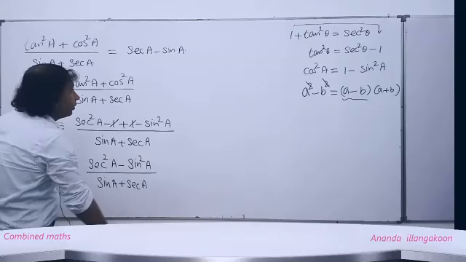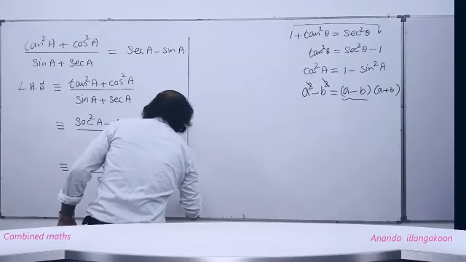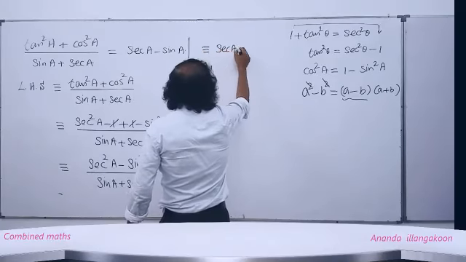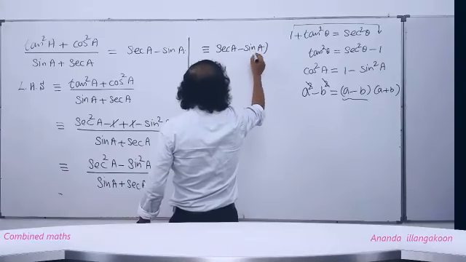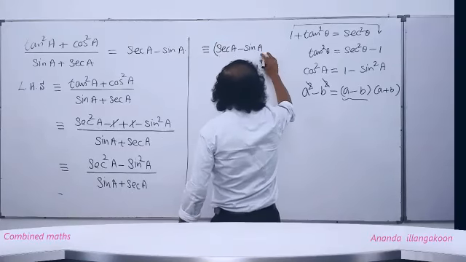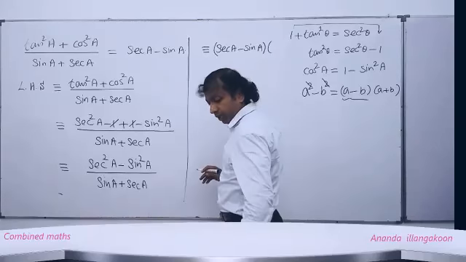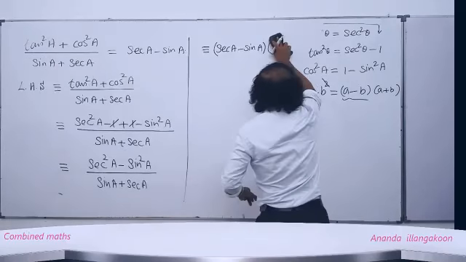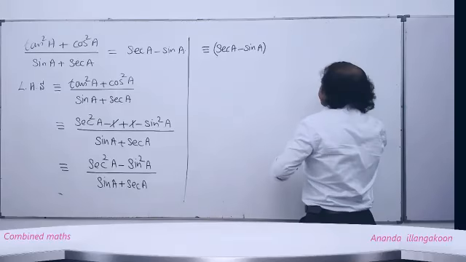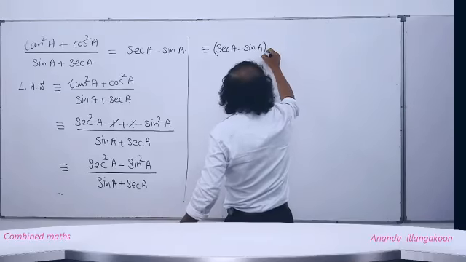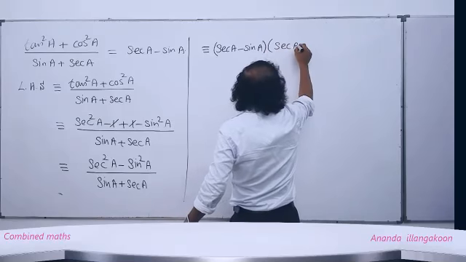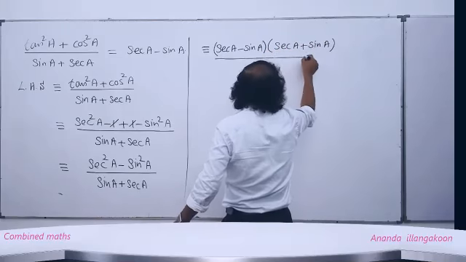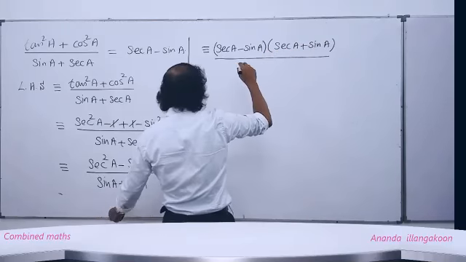Yeah, I'll write that here. Sec A minus sin A times sec A plus sin A. Whole thing divided by what, people? This sin A plus sec A.